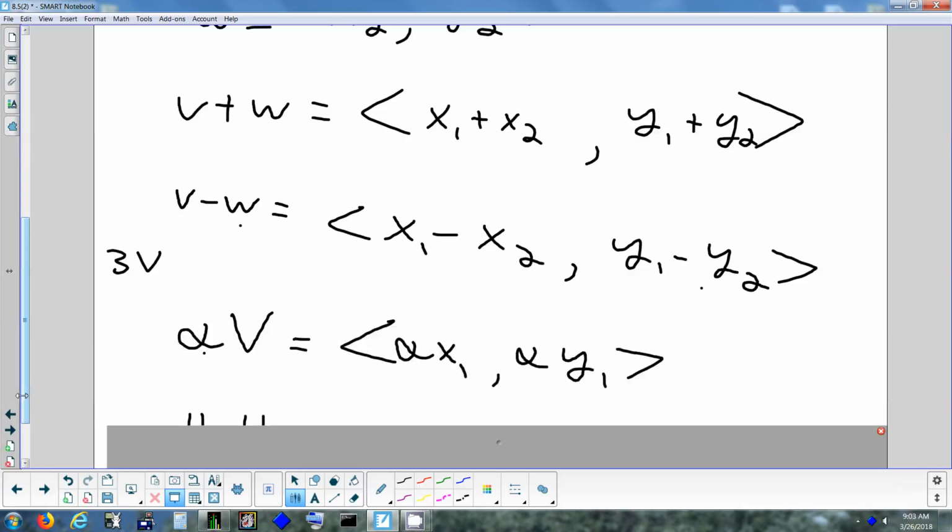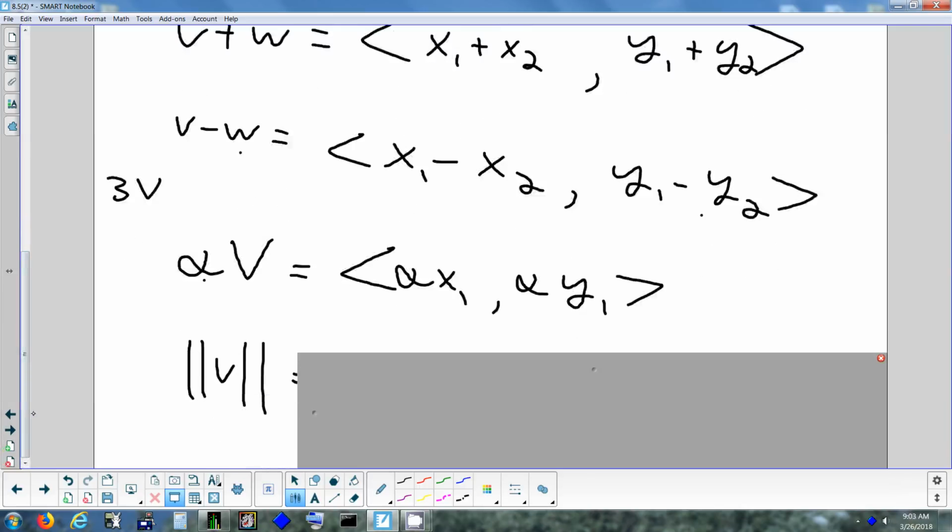Okay, now the one we haven't done is this one. Can someone remind me again what that symbol stands for? The double bars around a vector? Yep. It's the magnitude, it's the length.